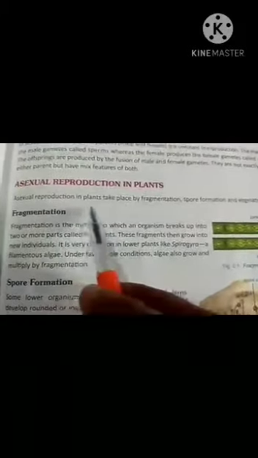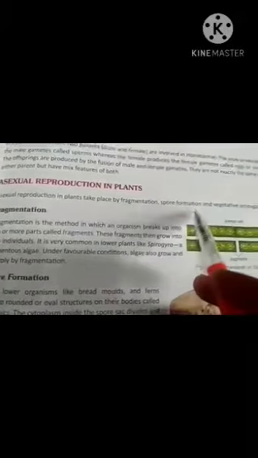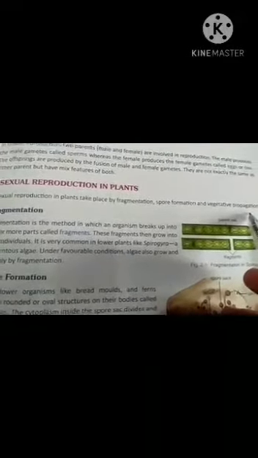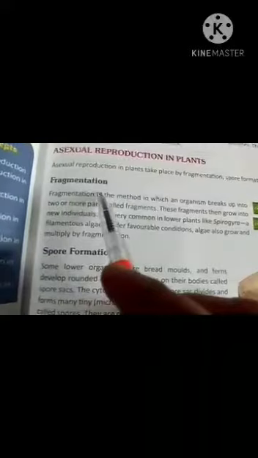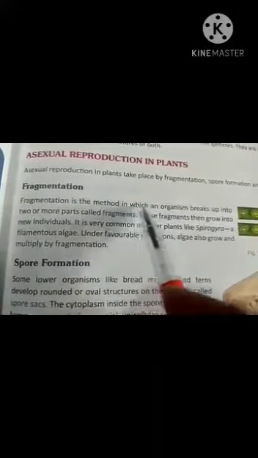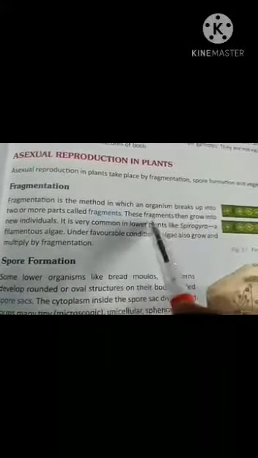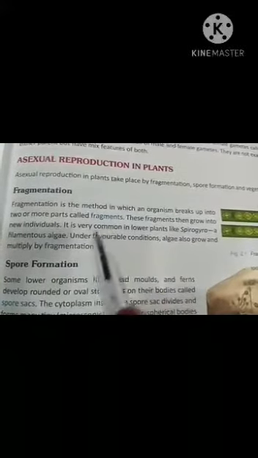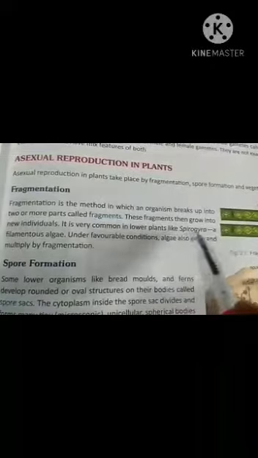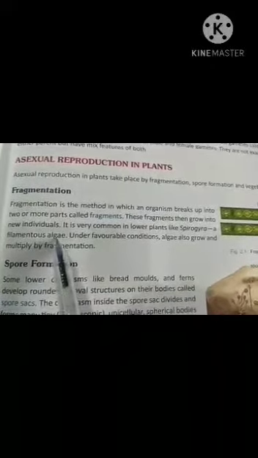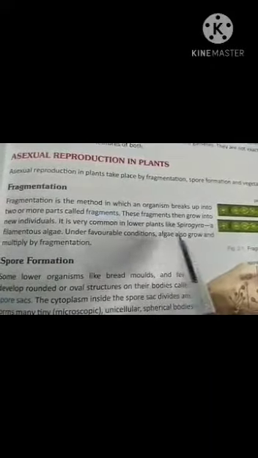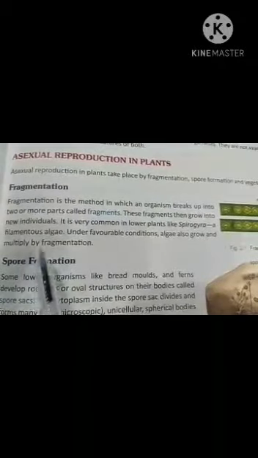Asexual reproduction in plants takes place by fragmentation, spore formation, and vegetative propagation. First, fragmentation. Fragmentation is the method in which an organism breaks up into two or more parts called fragments. These fragments then grow into new individuals. It is very common in lower plants like Spirogyra, a filamentous alga. Under favorable conditions, algae also grow and multiply by fragmentation.